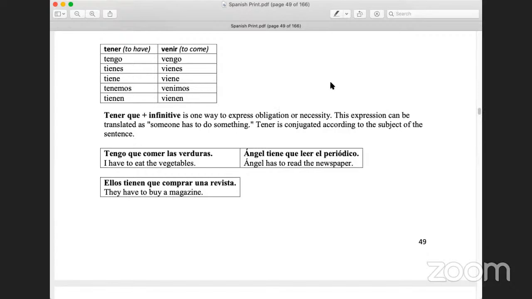Okay. Vengo, I come. Vienes, you come. Viene, same thing: she comes, he comes, you come. Venimos, we come. Vienen, you all come, they come.